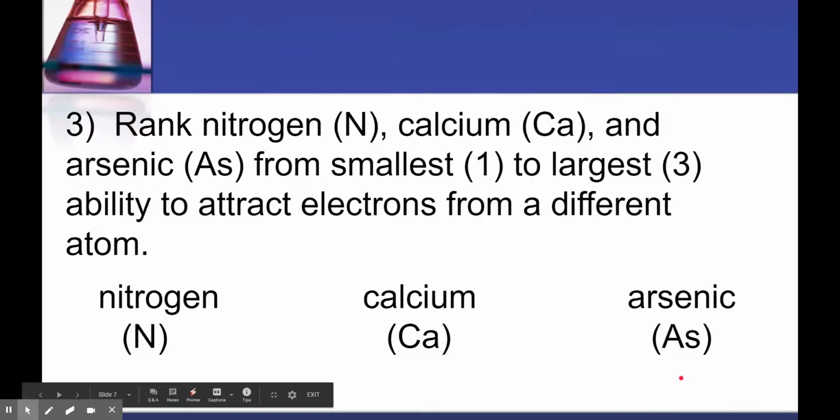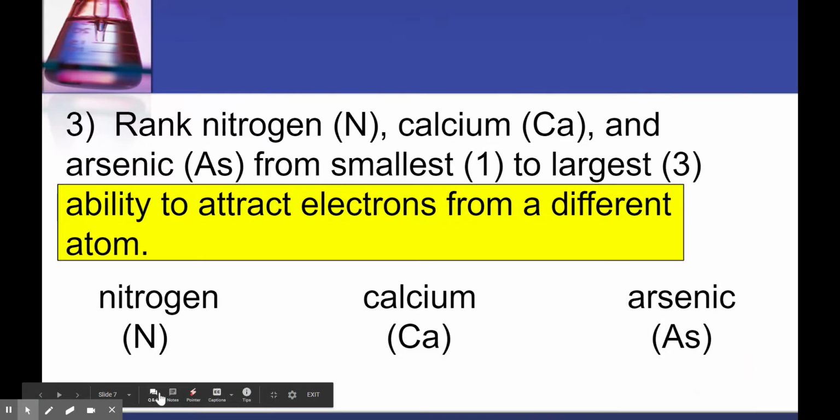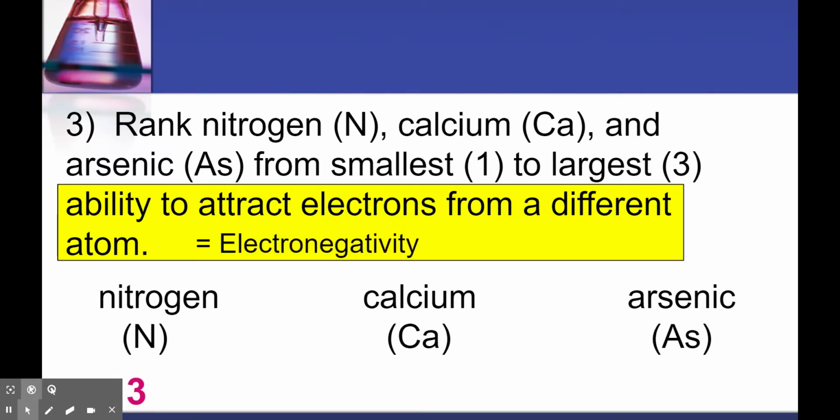Okay, and so again, we should have nitrogen ranked as number 3, that's going to be the largest. Calcium is the furthest away from the upper right, so it'll be number 1, and arsenic will be number 2. It'll be right there in the middle.